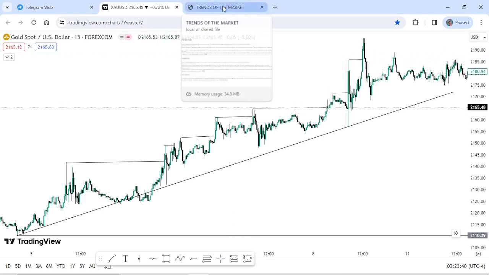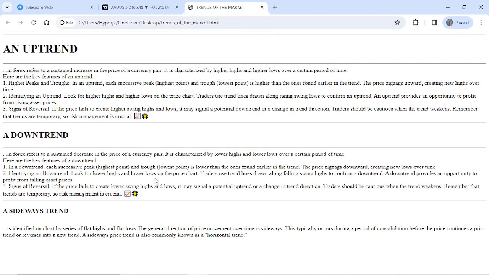So I will go over to explain what a downtrend is and what it looks like. What is a downtrend? In Forex, a downtrend refers to a sustained decrease in the price of a currency pair. It is characterized by lower highs and lower lows over a certain period of time. Remember, it is the opposite of the uptrend. A downtrend is basically creating new lower highs and lower lows for you.